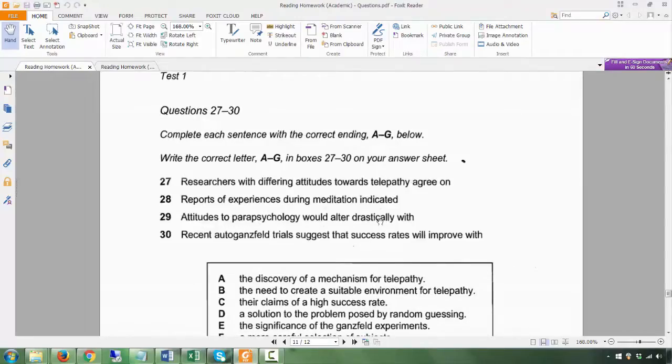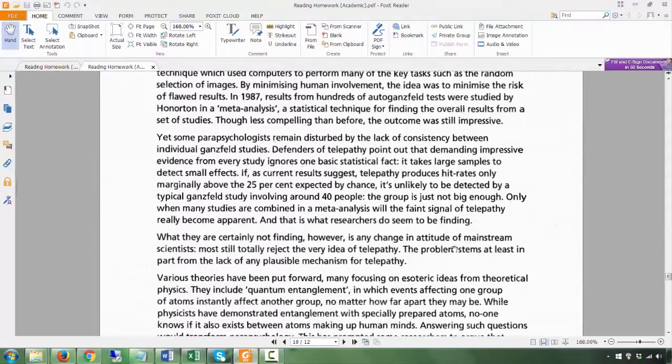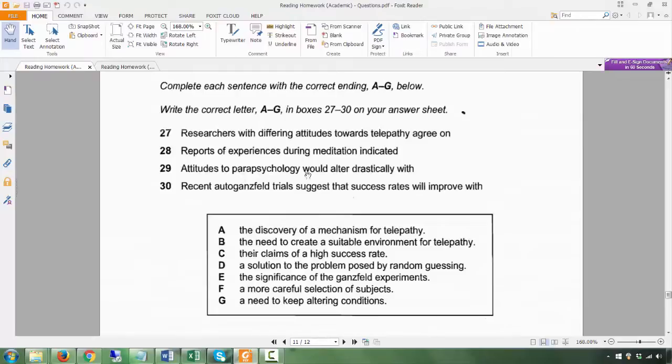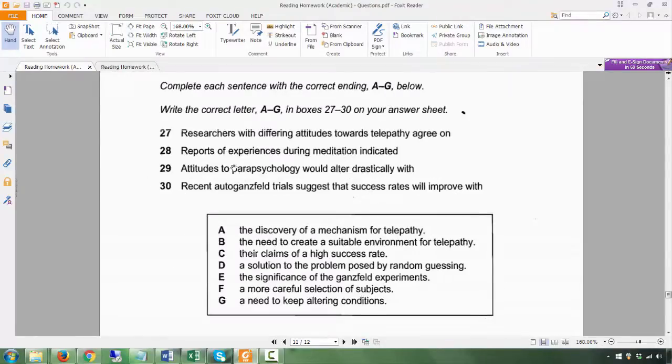Okay. Attitudes to parapsychology will alter drastically. Now this is where it goes a bit off in terms of the order. Here the answer is in this paragraph, so it skips a lot. Attitudes to parapsychology will alter drastically with 29, A, the discovery of a mechanism for telepathy. So how are you going to change the attitudes to parapsychology if you discover a mechanism for telepathy?